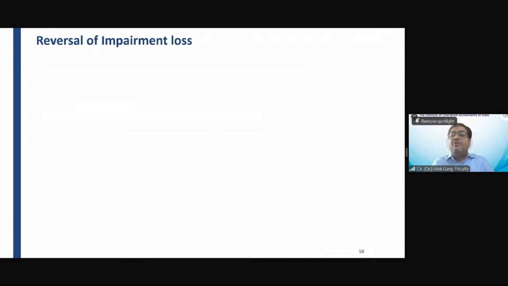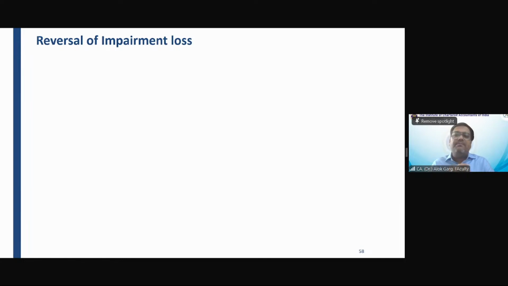Friends, now I am moving to the next concept, reversal of impairment loss. What is the reversal of impairment loss concept? Tell me. Anyone who can give me any guidance on reversal of impairment loss? Anyone who can talk anything about reversal of impairment loss? Yeah. So reversal of impairment loss.